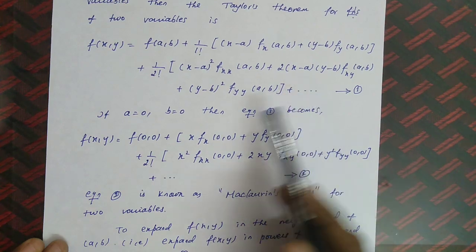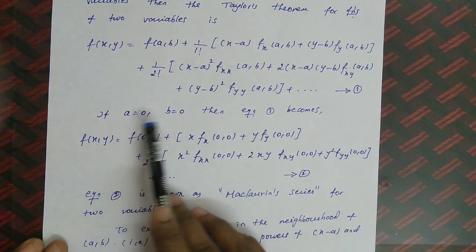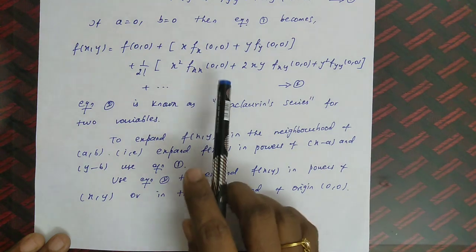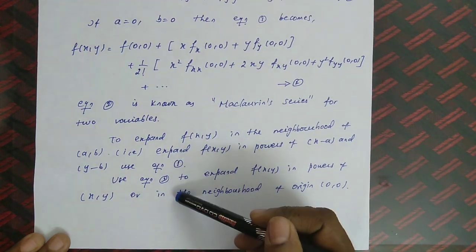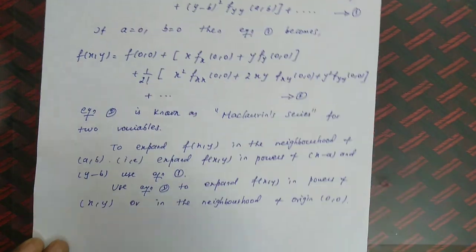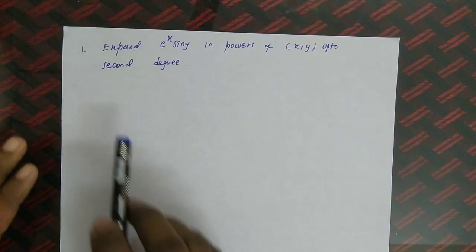If the point is not given in the question, that is a, b, then we are going to use result 2. That is what is written in this place. Okay, so we will see the problems. Look at the first question.